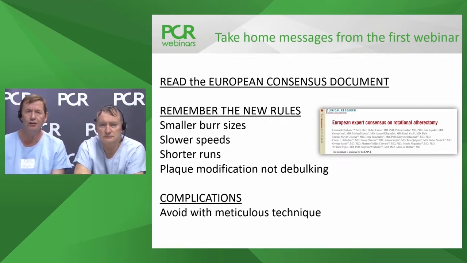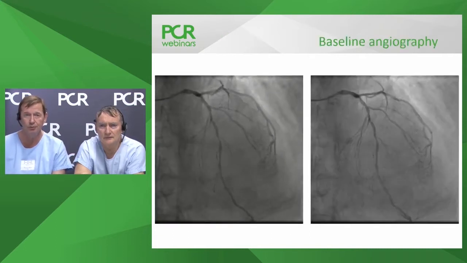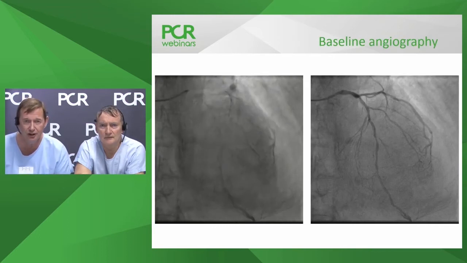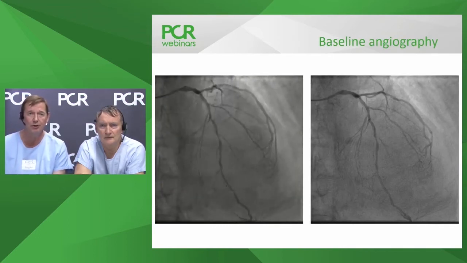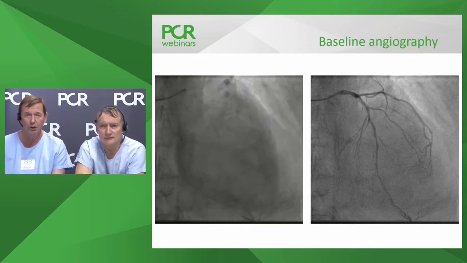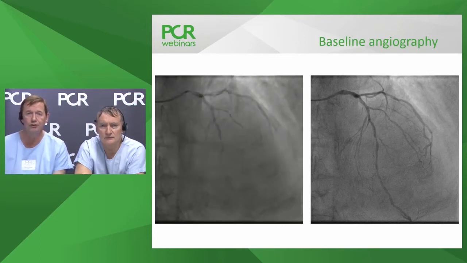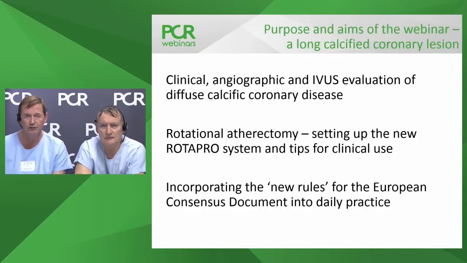The new rules are essentially that plaque modification using smaller burrs, slower speeds, shorter runs will give you good stent outcomes without the complications which have traditionally been associated with rotational atherectomy. We talked a lot about complications, and the key message was to avoid them by learning how to do things properly. Just to give you a little hint, this is an angiogram of our case, which we're going to hear about in a moment. If you stick with us during the webinar, we're going to have a masterclass, I hope, in how we can use modern skills of rotational atherectomy and intravascular imaging to deal with this in a safe and contemporary manner.